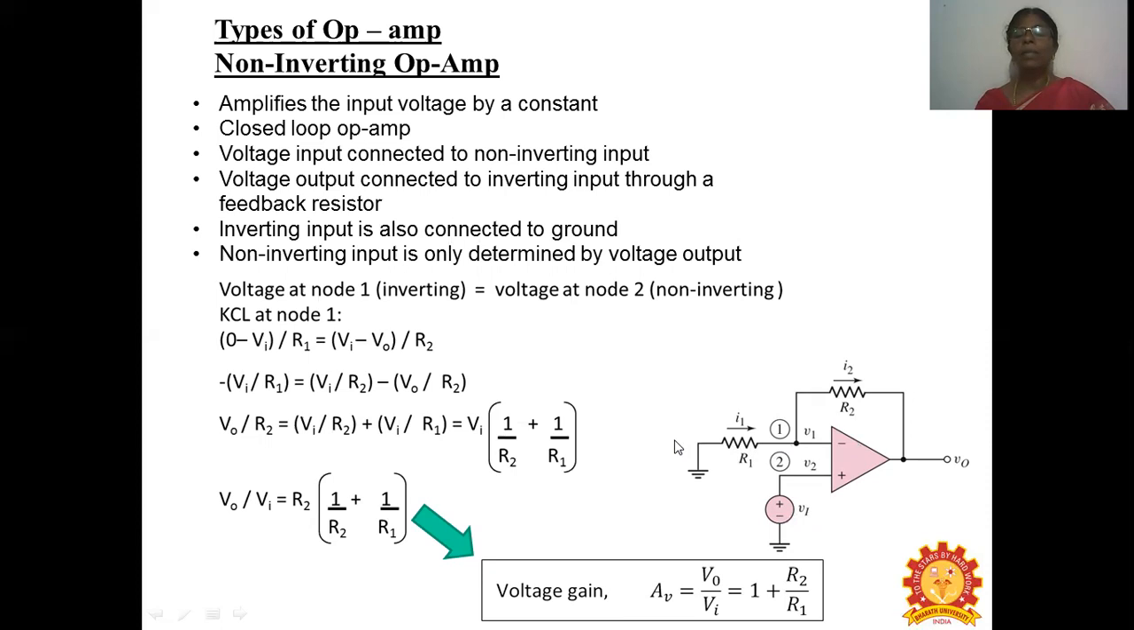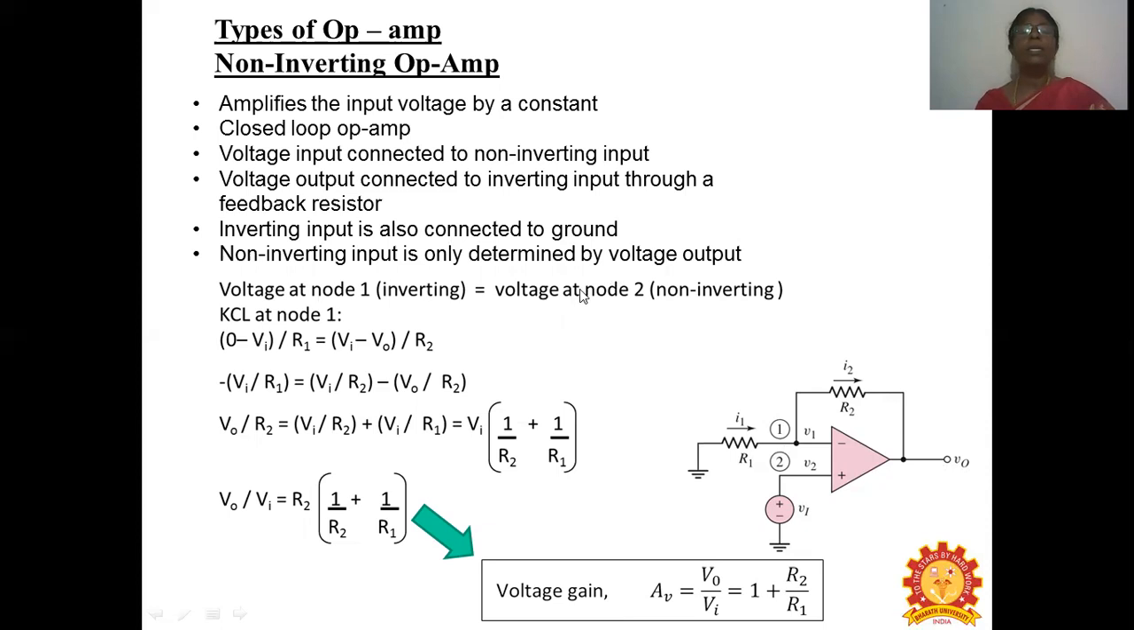The input resistance R1 is connected to the inverting terminal of the operational amplifier circuit. The other end of that input resistance is connected to the ground terminal. This circuit also has one feedback resistor R2. The current flowing through the input resistor R1 is I1 and the current flowing through the feedback resistance R2 is I2. The output voltage is V0.